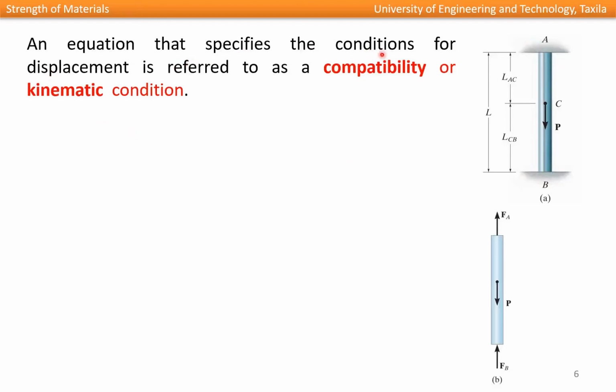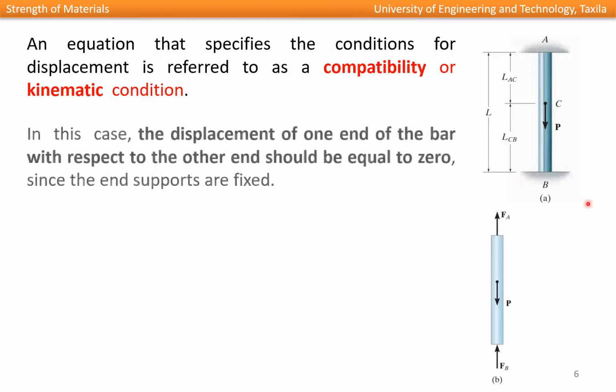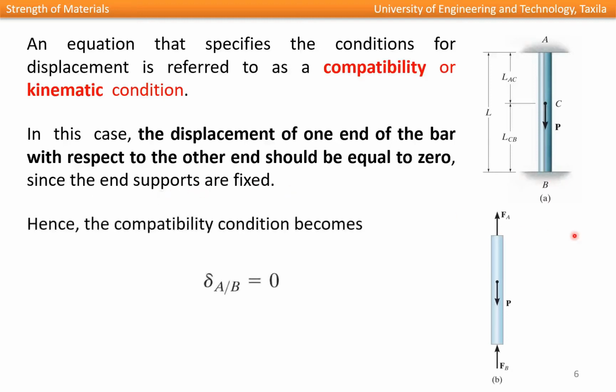An equation that specifies the conditions for displacement is referred to as a compatibility or kinematic condition. So in this case, the displacement of one end of the bar with respect to the other end should be equal to 0. The displacement of end B with respect to end A, or the displacement of end A with respect to end B, should be 0 since the end supports are fixed. So hence the compatibility condition becomes that the deformation or displacement of end A with respect to B is equal to 0.